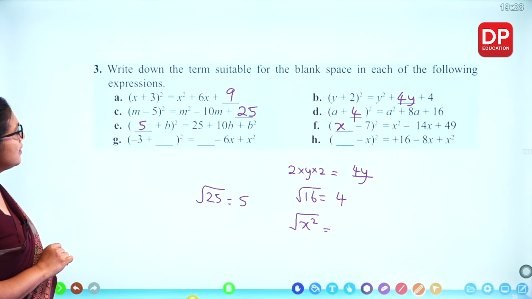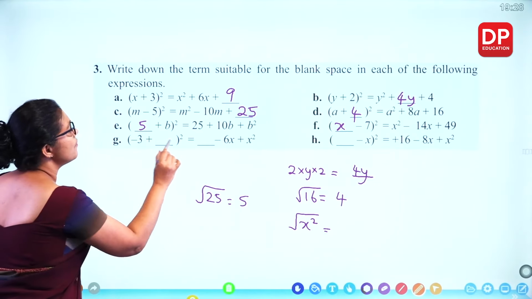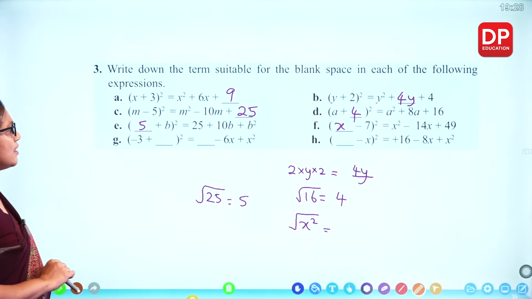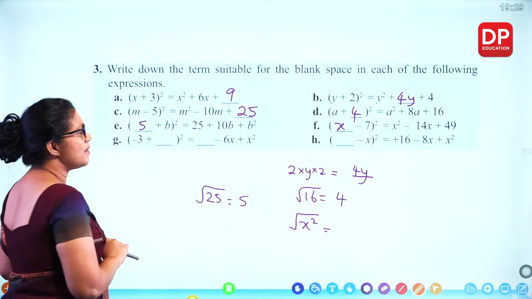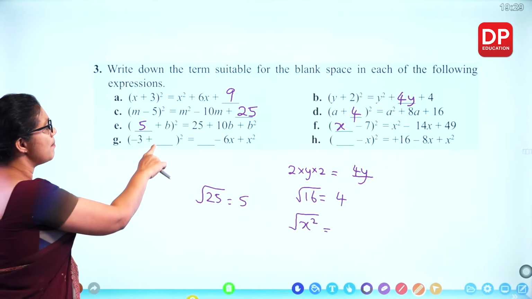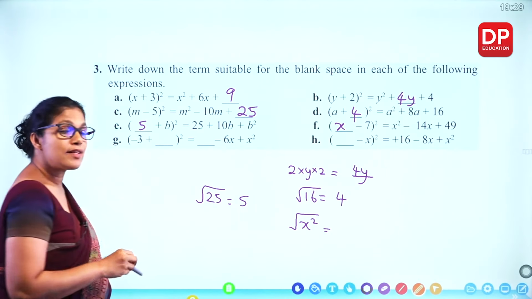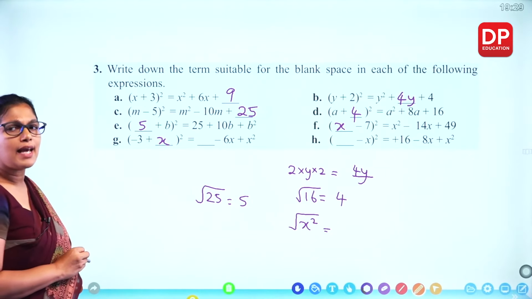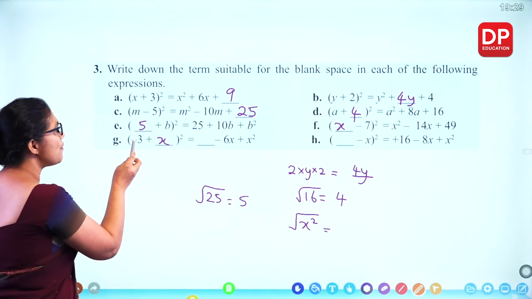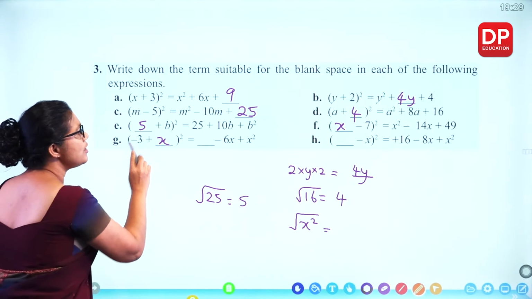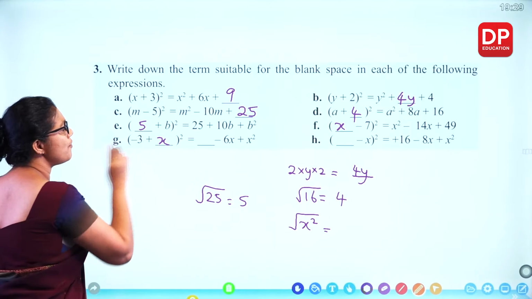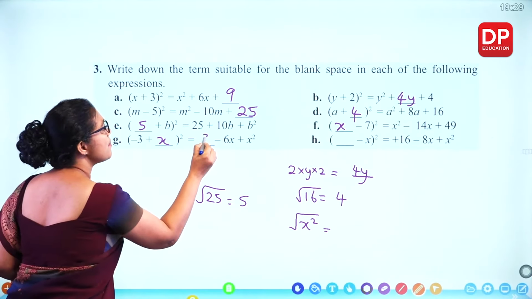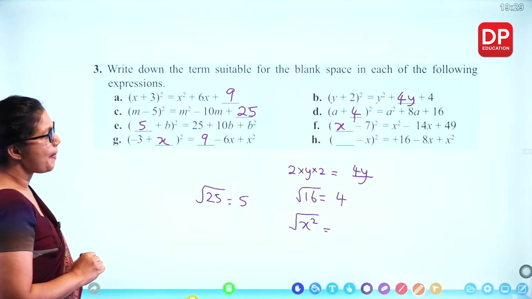In this one, you are given two terms and there are two blanks. By looking at the last term, you can fill this blank. x squared is the square term. What's the square root of x squared? This should be x. And here the first term is given and you need to find the square term of that. What is minus 3 squared? Minus 3 times minus 3 becomes 9.